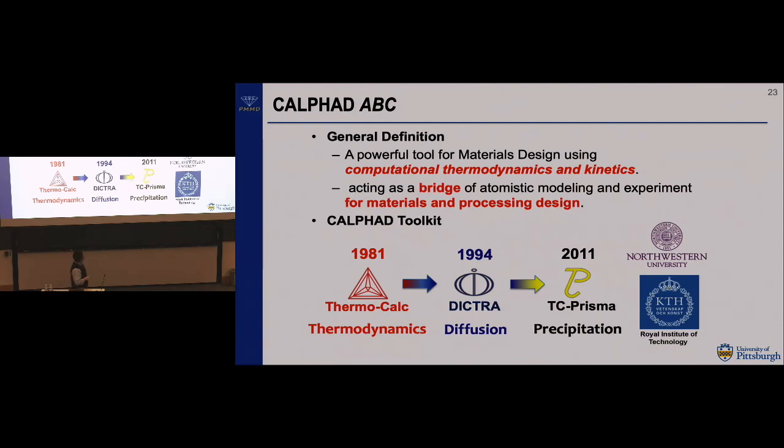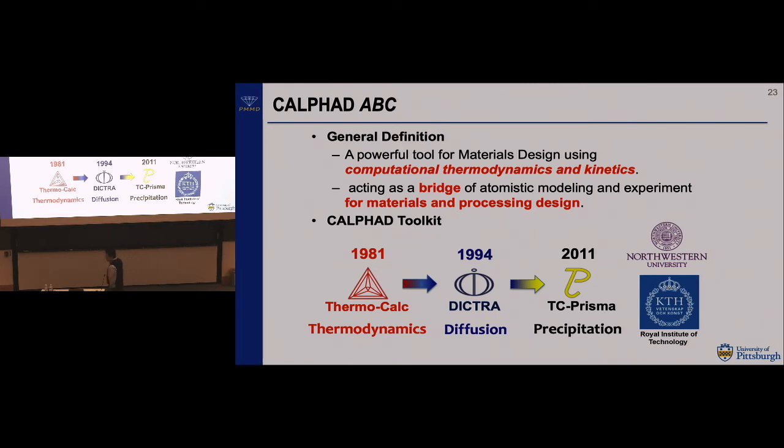So I usually work with Thermo-Calc software. This is a kind of software developed at KTH, where I graduated with my PhD. So in 1981, they had the first commercial software, Thermo-Calc, and then they started to realize they had to include diffusion. So in 1994, they included diffusion.